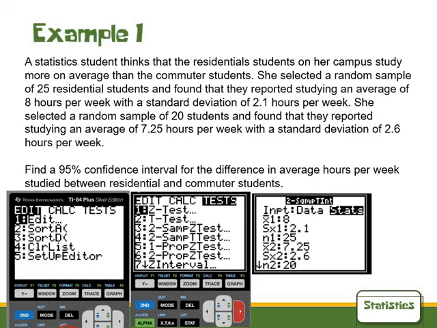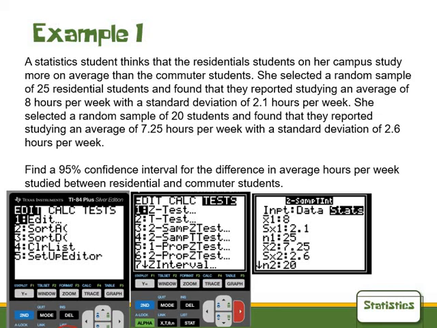But I've entered in the order it came in the problem here, the residential students as group 1, and so their average was 8, so x bar 1 is 8, and their standard deviation was 2.1, and then N1 was 25. And then we had 7.25 as the second mean for the commuter students. And then 2.6 was their standard deviation, and 20 was their sample size.